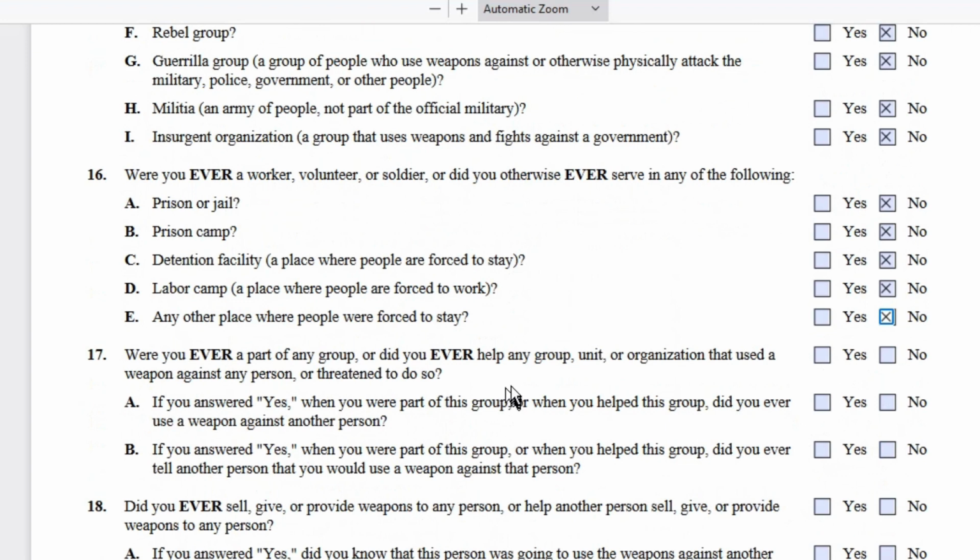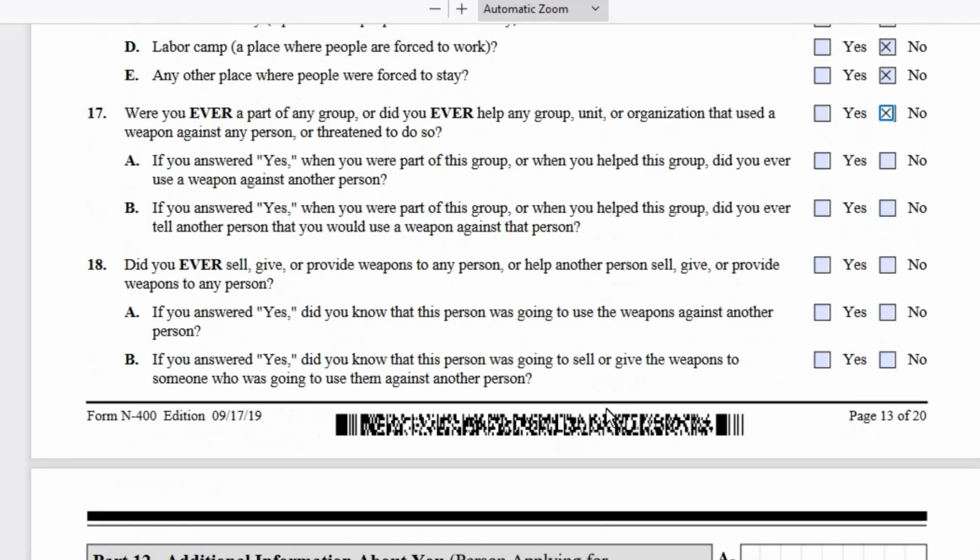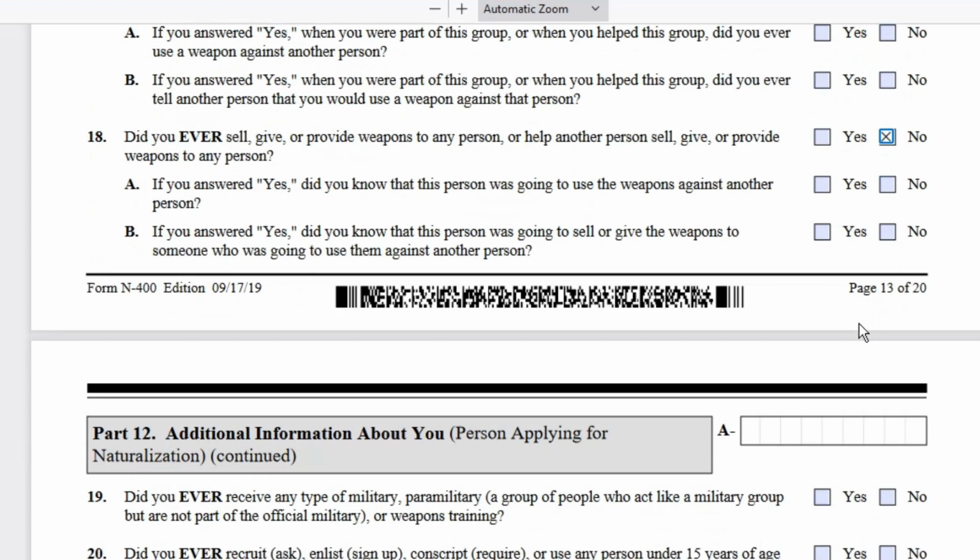Have you ever helped any group that uses weapons? Hopefully not. So you put no. If yes, then you have to explain what. Okay, if you got your asylum saying you belong to this so and so group, you fought against the government and you got your asylum, you better say yes and explain. Okay, so then you move on. Did you ever sell or provide weapons to any person? Hopefully not, because that will be bad, unless again in your asylum you have mentioned this. If you have an asylum, if it is regular, probably not. And if you say yes, then you have to explain here.